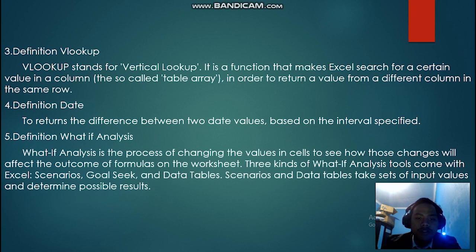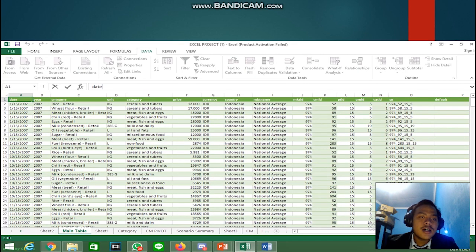Definition of what if analysis. What if analysis is the process of changing the values in cells to see how those changes will affect the outcome of formulas on the worksheet. Three kinds of what if analysis tools come with Excel: scenarios, goal seek, and data table. Scenarios and data tables take sets of input values and determine possible results.